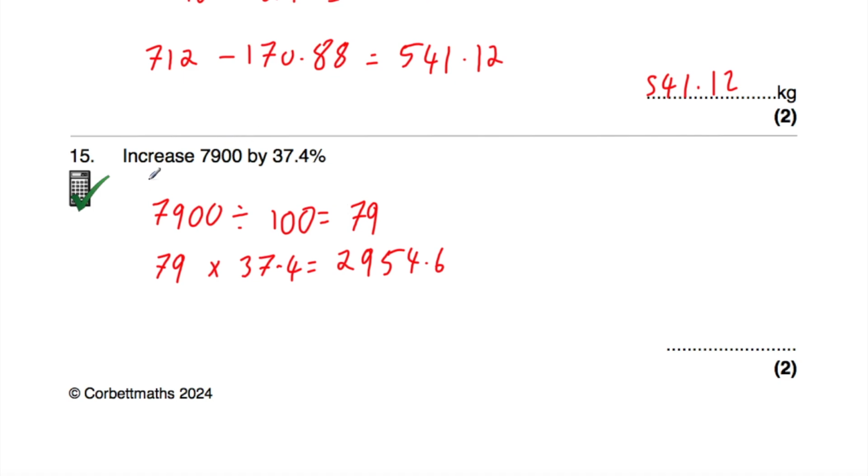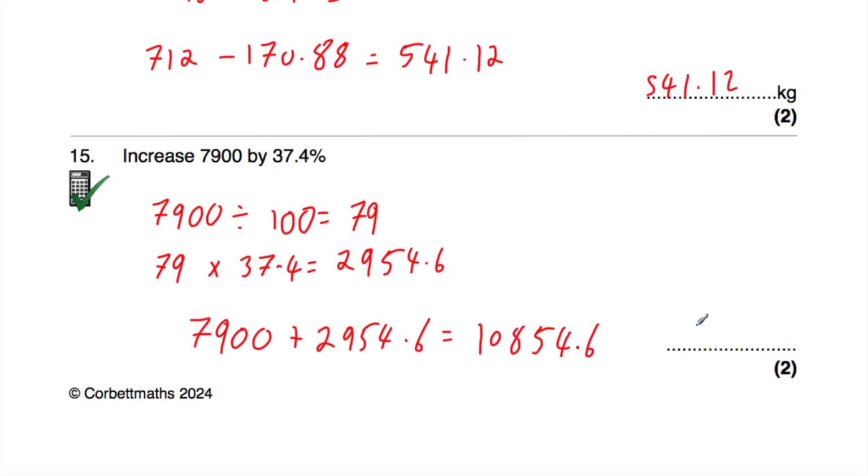Now we need to increase it, so that means we need to add it on. So let's take our 7,900 and add 2,954.6, and let's see what that's equal to. So 7,900 plus 2,954.6 is equal to 10,854.6. So that's the answer, 10,854.6.